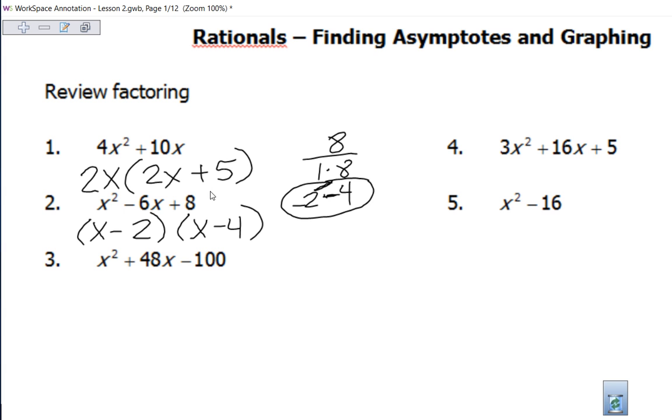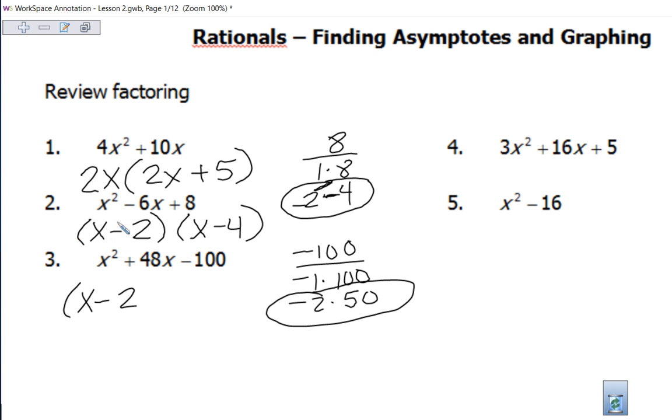Number 3 is the same thing. We have a trinomial with a 1x squared out front. So I need to find two numbers that multiply to -100 and add to 48. So factors of -100. I could have -1 times 100, -2 times what? And what does that add up to? 48. What's 50 minus 2? 48. Is that what we're looking for? Yeah, that was one of the answers. X minus 2. What is the other answer? X plus 50.